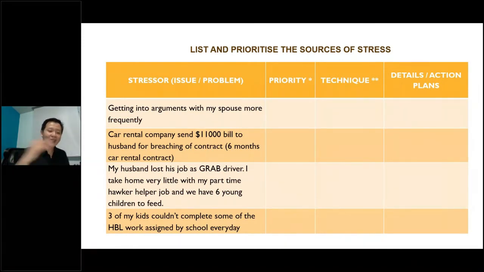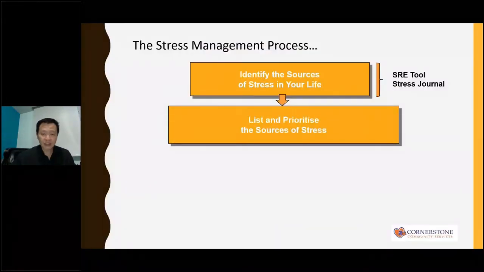All right, so you have to list whatever it is that you're facing, and after you have listed them, you have a good picture of what you're really going through right now. After you have listed your stress and identified the source of the stress, you will prioritize these sources of stress. So how do you do that?